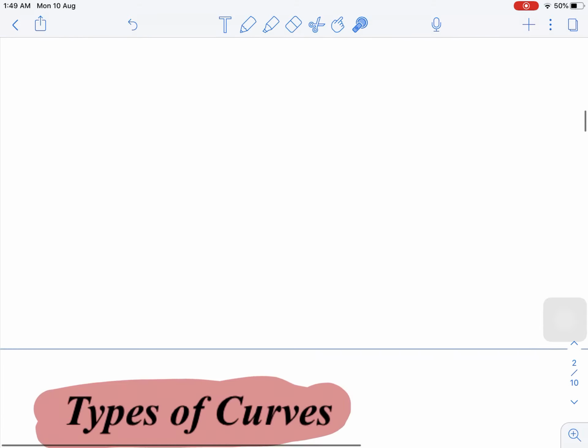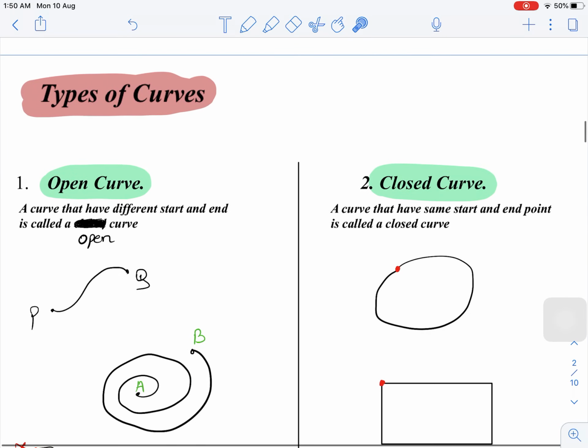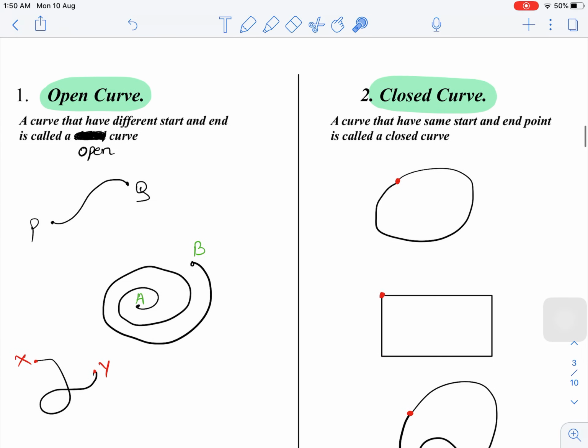Okay, now let us see types of curves. So the next topic is types of curves. There are two types of curve. The first one is open curve, another one is closed curve. Let us see it one by one. Now what is an open curve? A curve that has different start and end points is called an open curve.